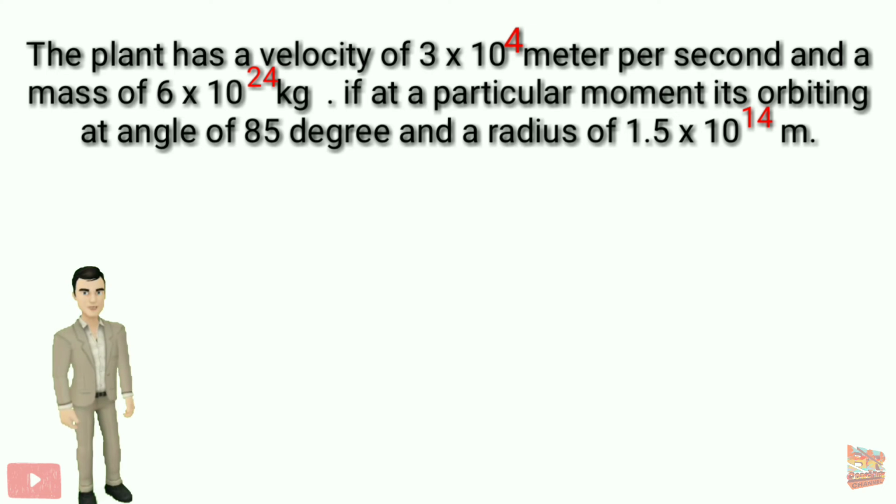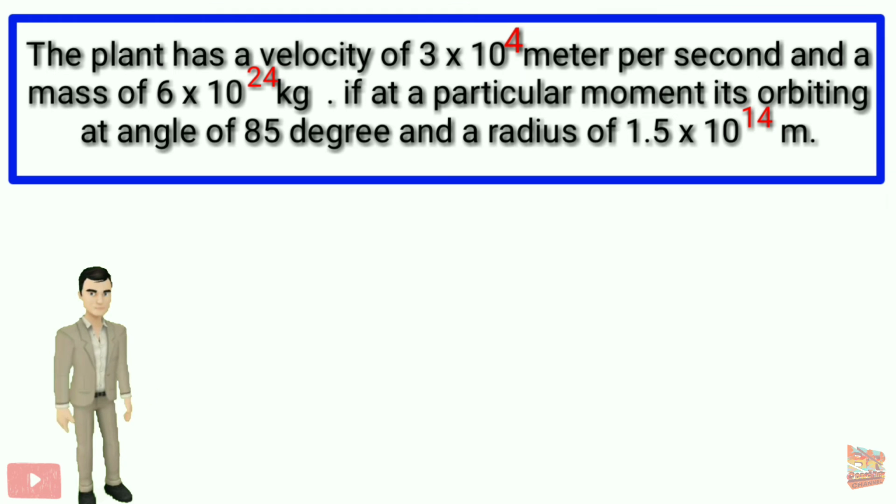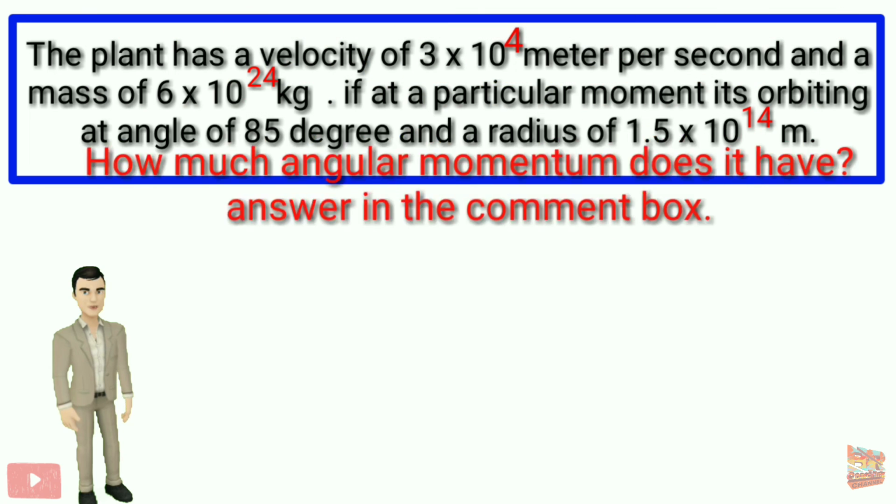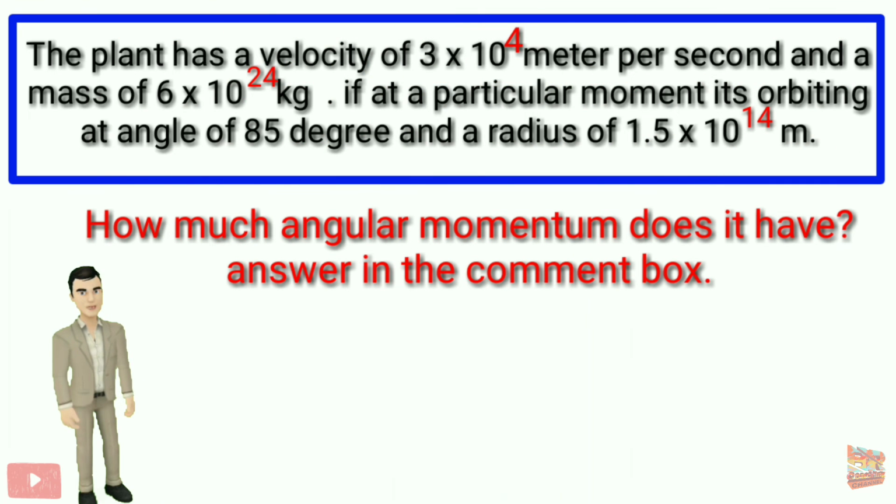So now you understand it. For example, the planet has a velocity of 3 × 10⁻⁴ meter per second, and a mass of 6 × 10⁻24. If at a particular moment it's orbiting at an angle of 85 degrees, and a radius of 1.5 × 10⁻14 meters, how much angular momentum does it have? Answer in the comment box.